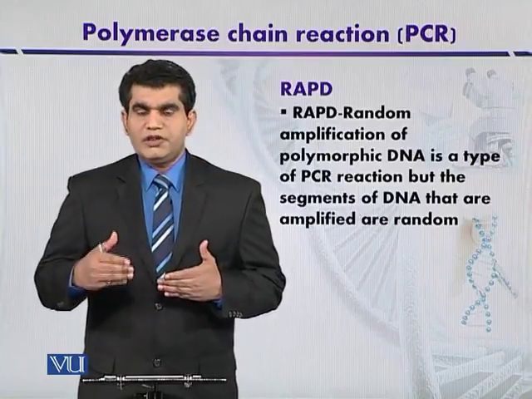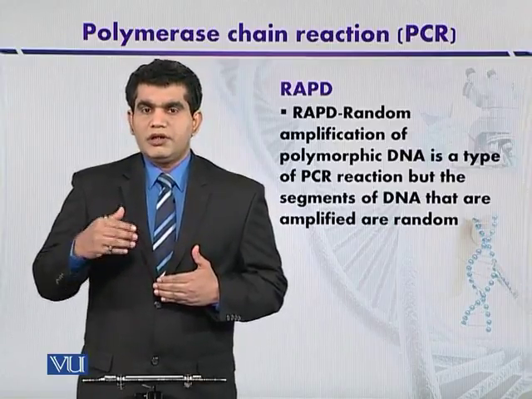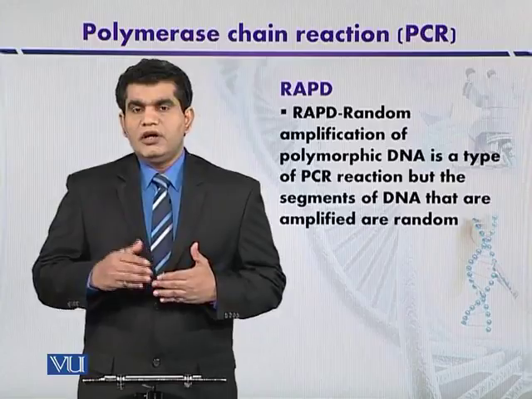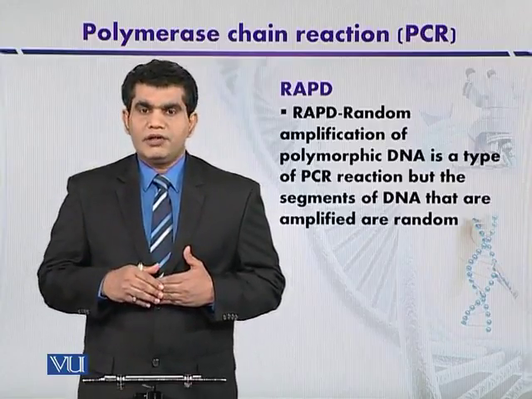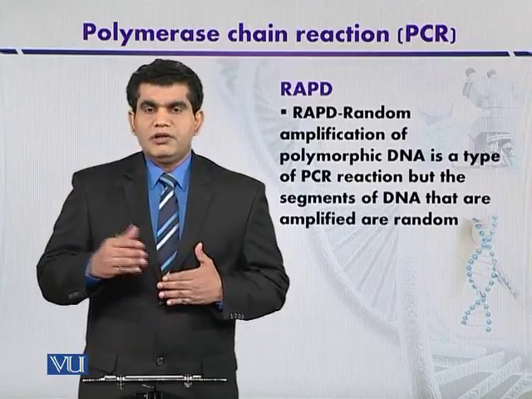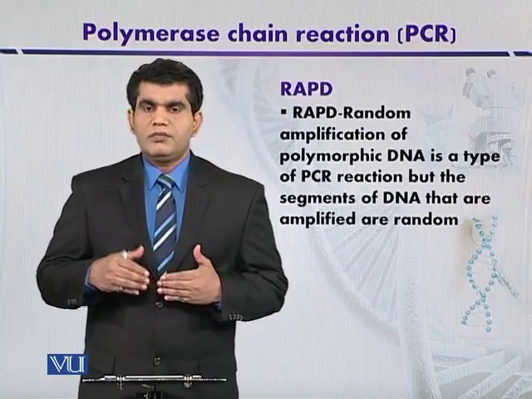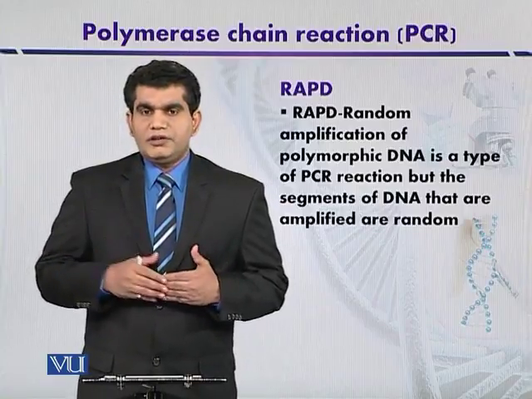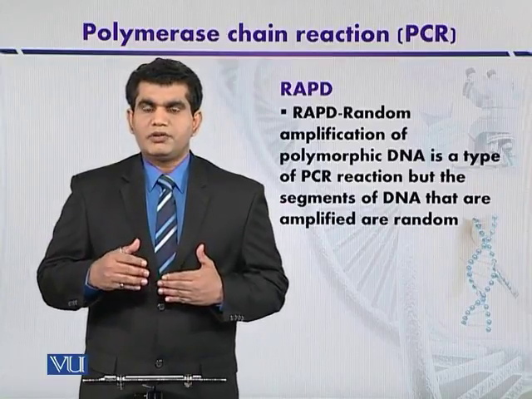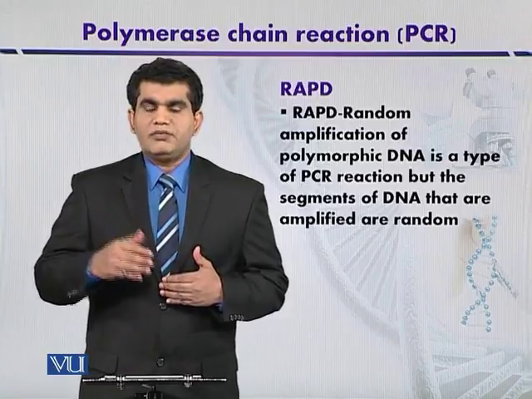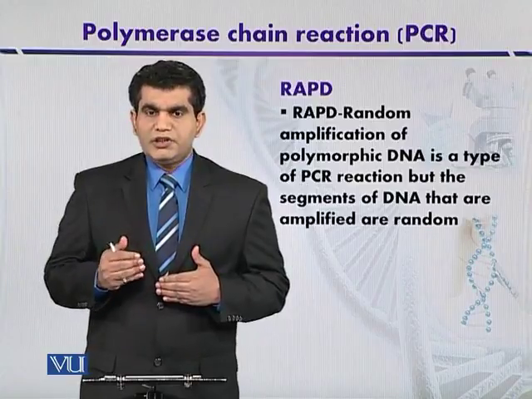So that's why I told you that this technique, RAPD, can be used to find the phylogenetic or evolutionary relationships among different organisms, either plants or animals or any other living forms. Now, this method is relatively easy to perform because no prior information of the target sequence is required. So what is the basic protocol here?